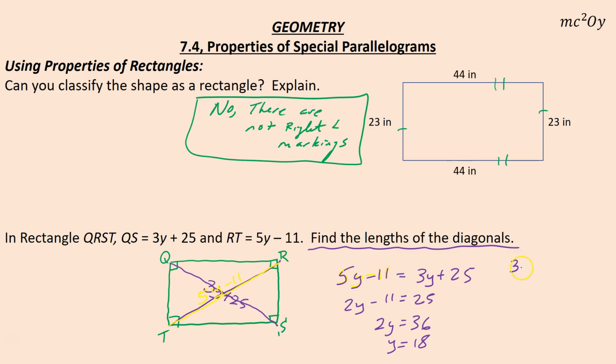So I know that QS is 3y plus 25. That is the diagonal QS. And so if I substitute in the 18, I get 54 plus 25. And 54 plus 25 is 79. Okay, so the length of the diagonals is 79. And I could also plug it into 5y minus 11. You get 5 times 18, or 90, minus 11, which is 79.